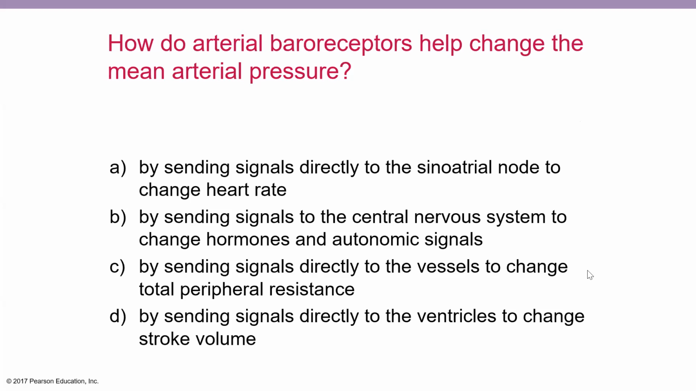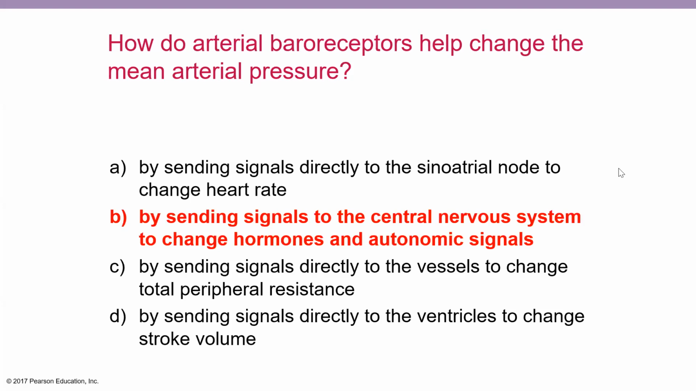I want to kind of explain why A is not right. Some of you selected A, by sending signals directly to the SA node to change the heart rate. So remember, this is a feedback loop, or a homeostasis loop rather. So basically we've got signals being sent from those baroreceptors, not directly to the SA and AV node, but going through the brain, right? They're going to send those signals to the integrating centers, and then the integrating centers will send the relative corrective responses to the effector tissues via hormones and autonomic signals, okay? So A looks a bit tempting, but remember, it's not going immediately to the SA and AV node. It's going to go through the brain and then have a response via the autonomic signals and hormones, okay? So the answer here would be B.